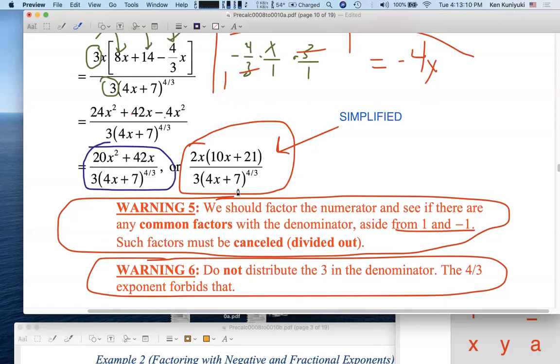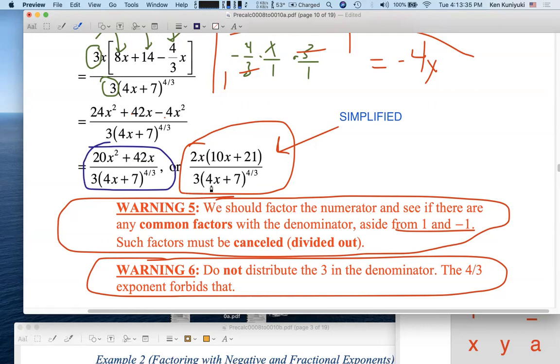Here it's clearer. And also, how do you know when you're simplified? How do we know there's not a 3 factor up here? There's not. If we had a 21x squared up here, we would. But there's no 3 factor up here. We don't get a power of 4x plus 7 up there. If you look at this, you might be able to tell you're simplified, but it helps to factor the top and the bottom to make sure.